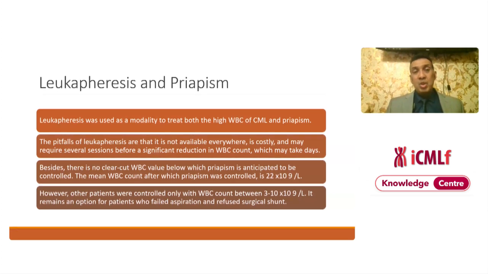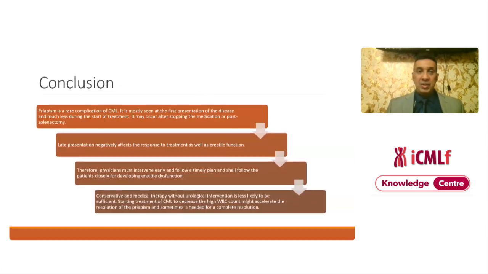Besides, there is no clear cutoff of white blood cell count below which priapism is anticipated to be controlled. The mean white blood cell count at which priapism was controlled in our systematic review was 22,000. However, other patients were controlled only with a white blood cell count of 3 to 10. Leukapheresis remains an option for patients who failed aspiration and refused surgical shunts.